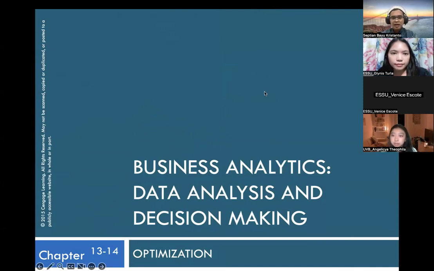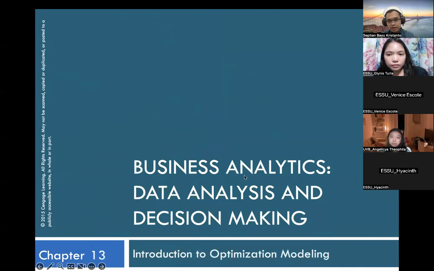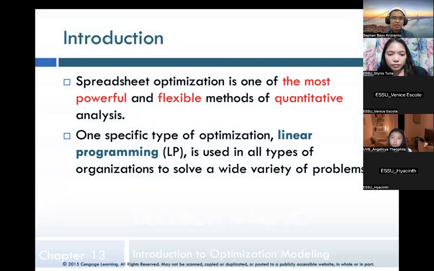Yeah. Today we want to talk about data analysis in the mode of optimization. I will cover two subtopics. The first one is the introduction to optimization modeling.